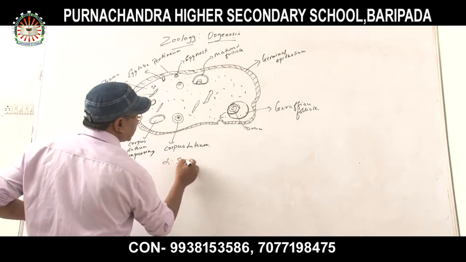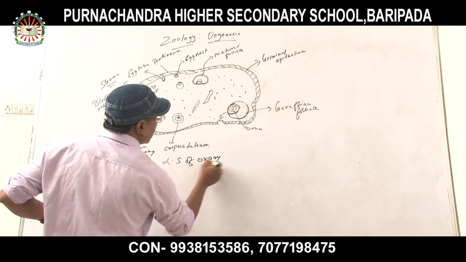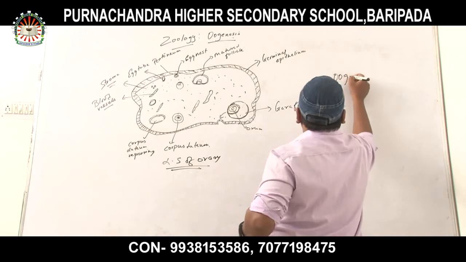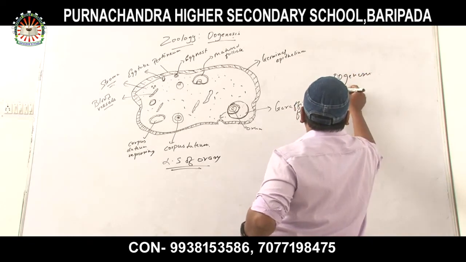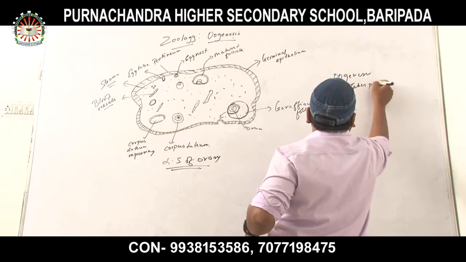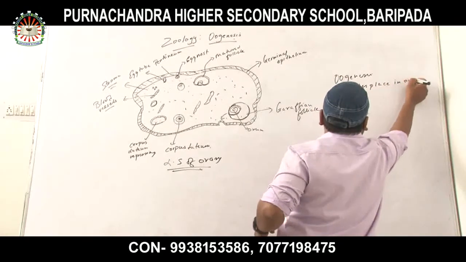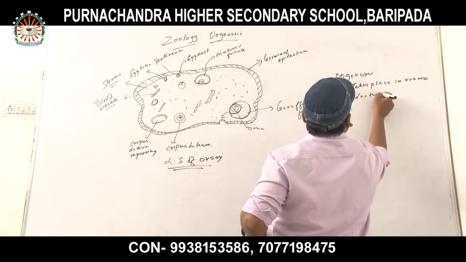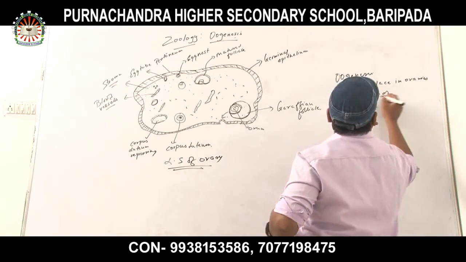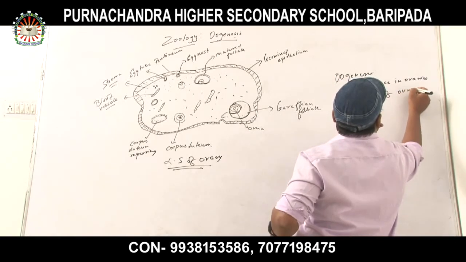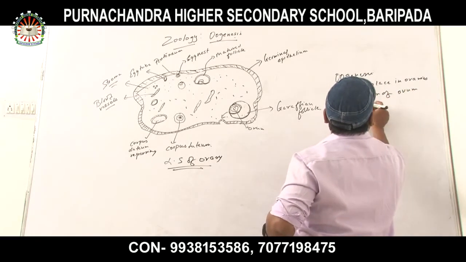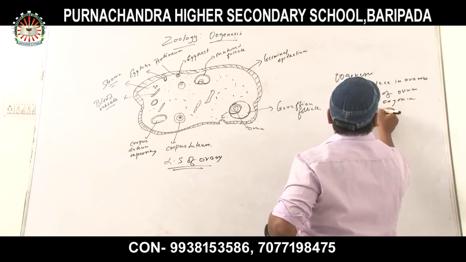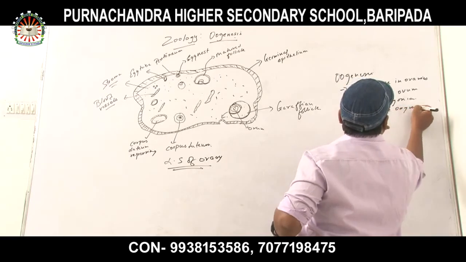So this is the longitudinal section of the ovary. Oogenesis takes place in the ovary. It is the formation of ovum from the oogonia. The formation of ovum from the oogonia is called oogenesis.